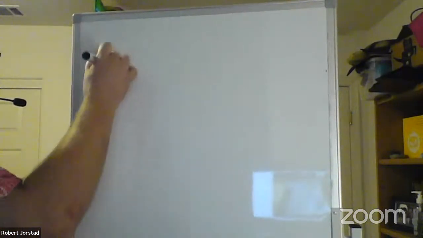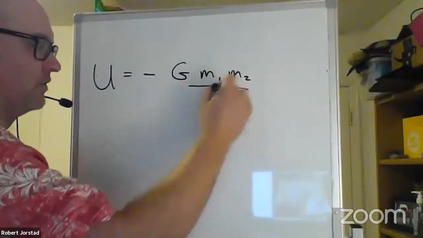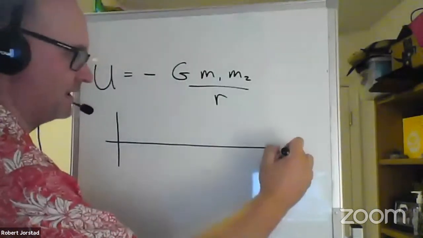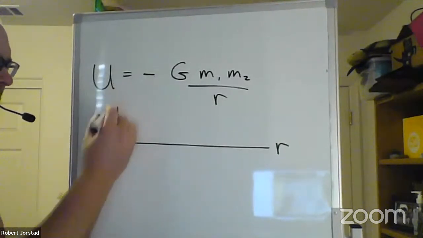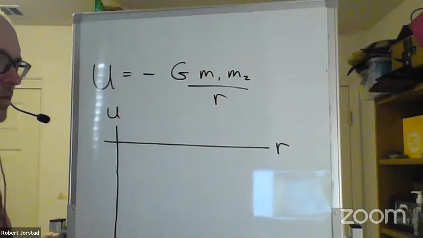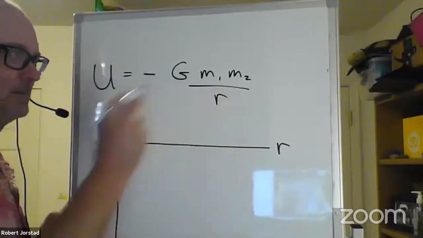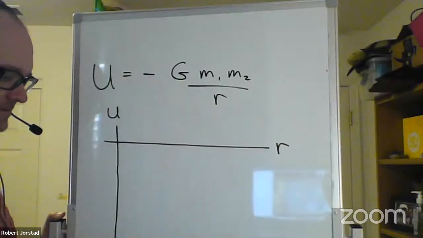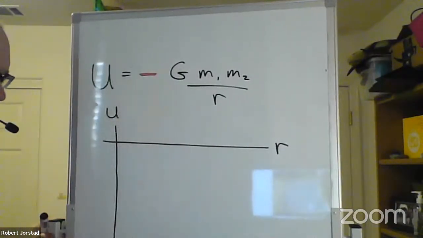Let's look at our new energy equation. Our new energy equation says U is equal to negative G M1 M2 over R. Well, what does that look like? If this is the radius between two masses, and this is the potential energy, what value do you get for the energy if R is a tiny, tiny, tiny number? If R is equal to 0, what would you get? Infinite. Huge energy. Negative infinity, right? Negative huge, because there's this negative sign right there, right? So it would start here.